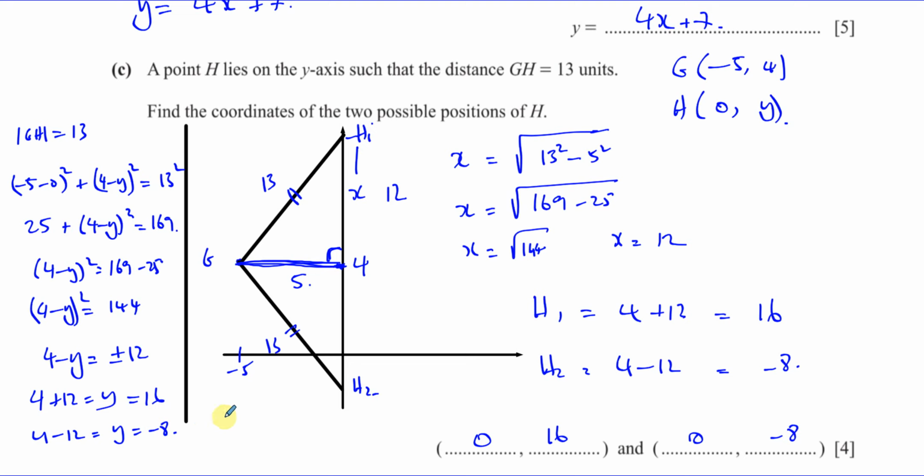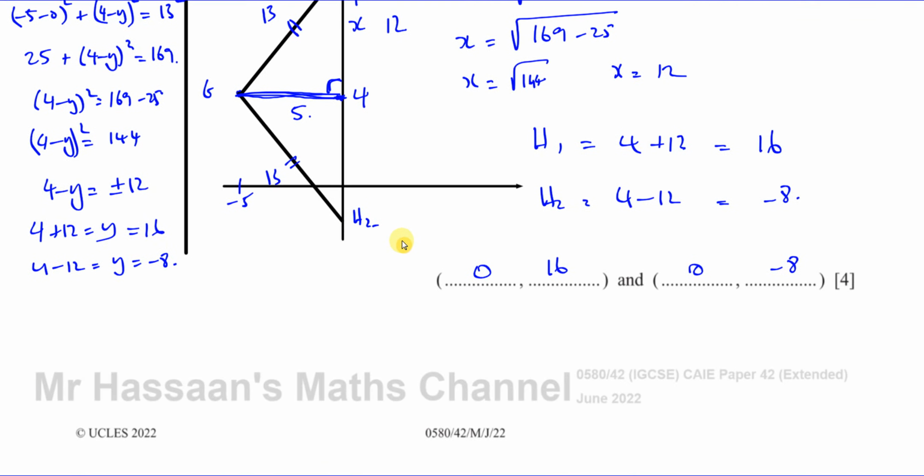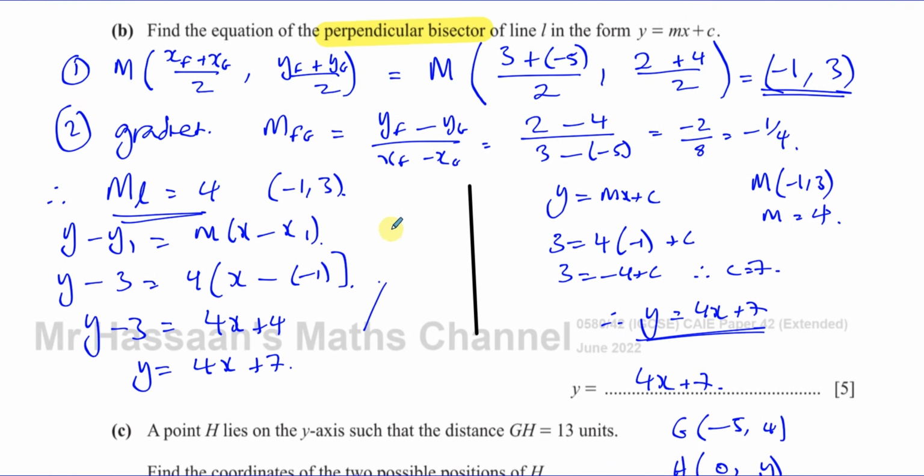And so therefore, those are the same two answers that we got. So it's going to be (0, 16) or (0, negative 8). And that answers this question in a visual way and also an algebraic way. Both of those are perfectly acceptable ways of answering the question. And that's the answer to part C of this question.